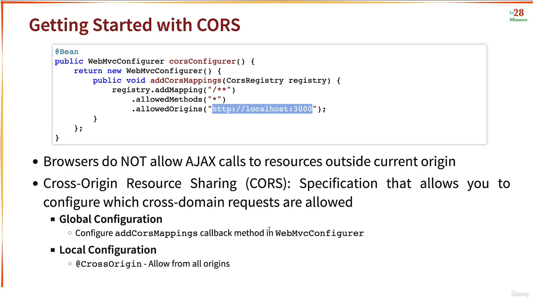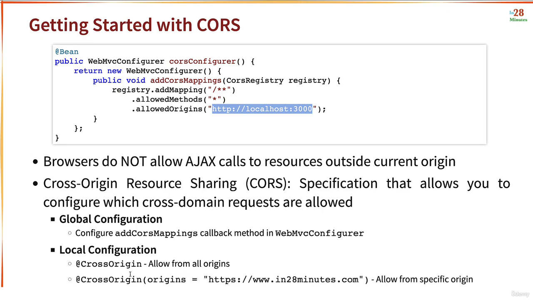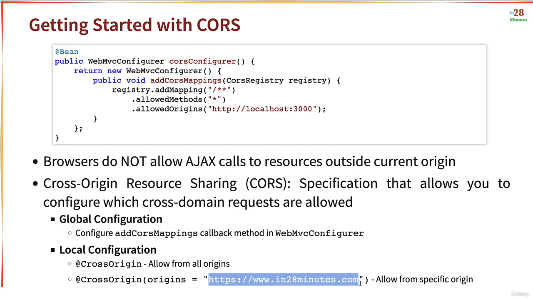You can go to the specific request method or the specific controller class and add in @CrossOrigin. By default, @CrossOrigin on its own will allow requests from all origins. If you want, you can customize. You can say @CrossOrigin, origins equal to https://www.in28minutes.com. If you want to allow it from a specific origin, I would want to allow calls from in28minutes.com. This is the way I can configure it.